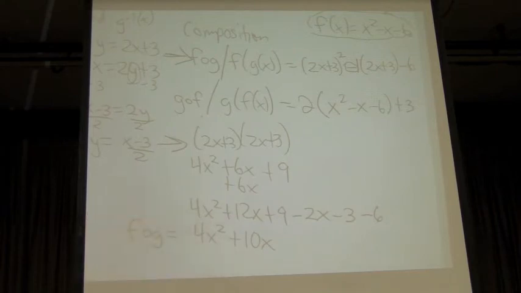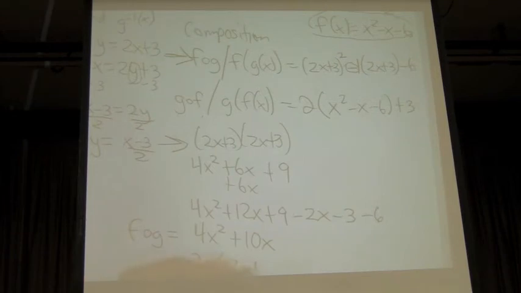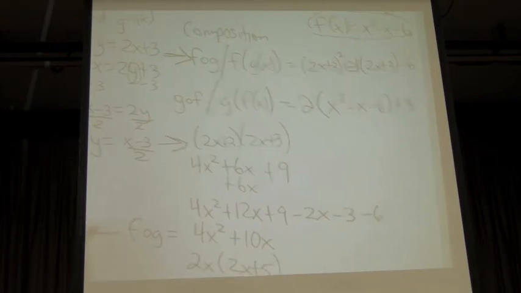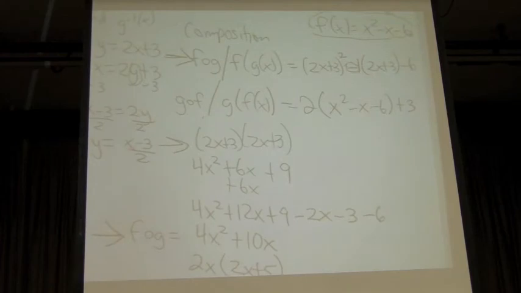So this is the answer to f of g: 4x squared plus 10x. There's no solving to do. And to me, that's a perfectly reasonable answer. I have no idea if your particular teacher would want you to factor it, but to me, that's a perfectly acceptable answer.